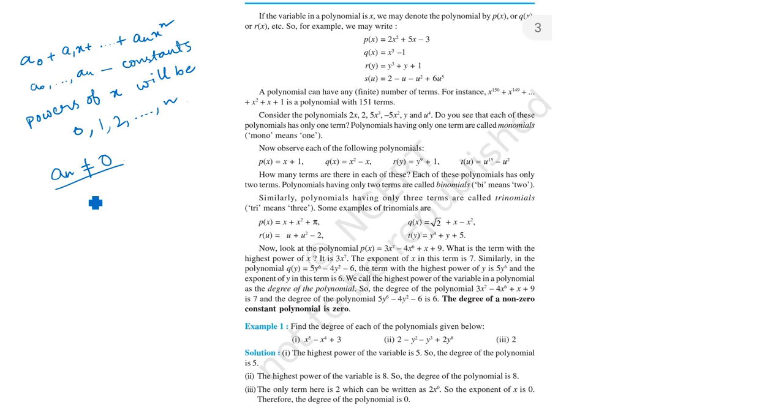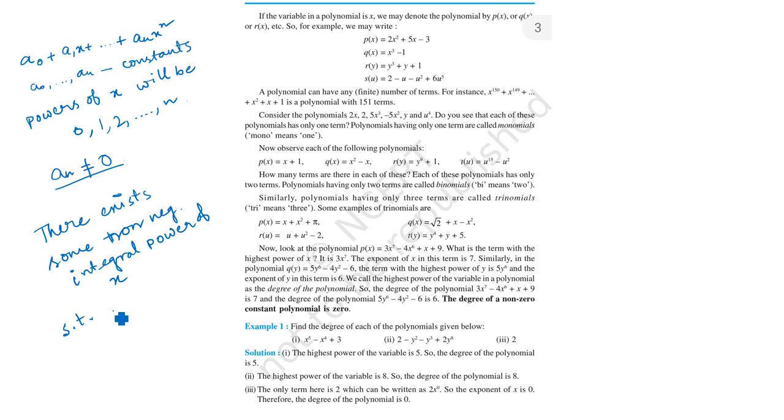What is the significance of an not equal to 0? It means that there exists some non-negative integral power of x such that its coefficient is non-vanishing, and this power is maximum.